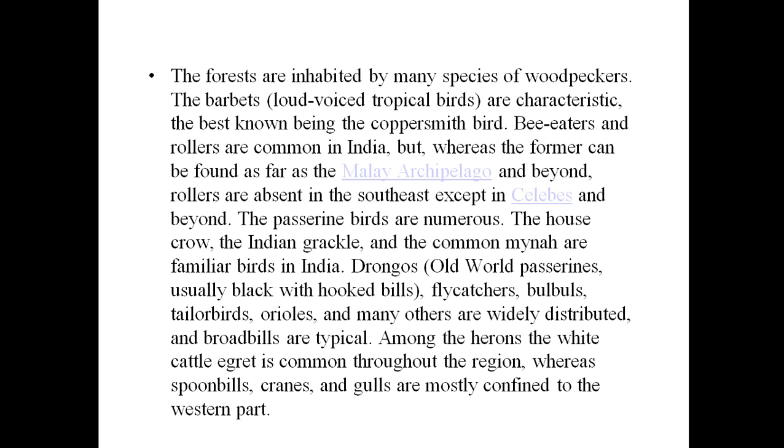Among herons, the white cattle egret is common throughout. Wherever you go, you can see that cattle egret. Whereas spoonbills, cranes, and gulls are mostly confined to the western part.